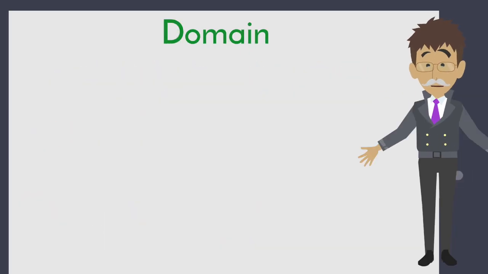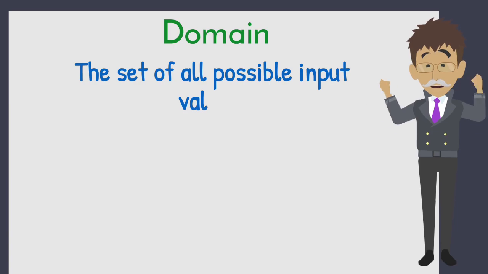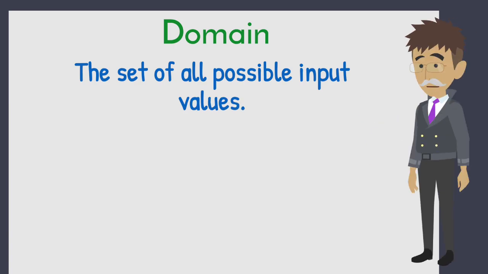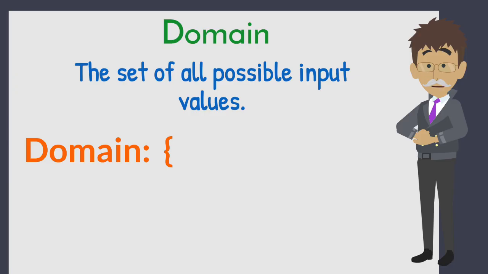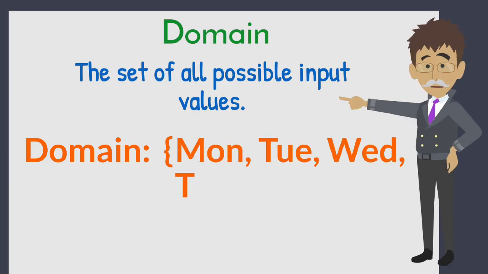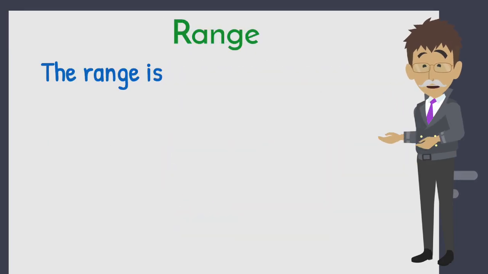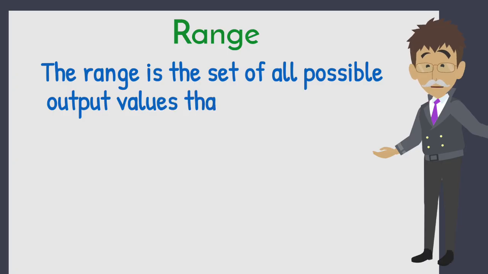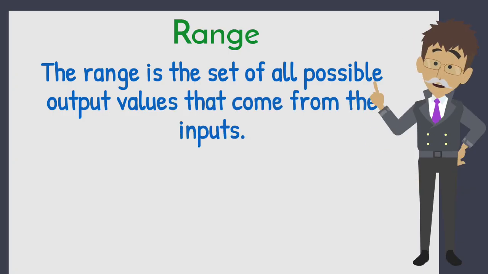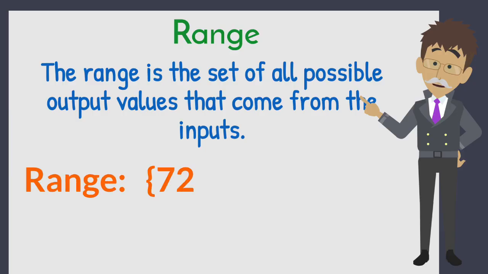Domain. The set of all possible input values. For example, if a function uses the days of the week as inputs, the domain is the set Monday, Tuesday, Wednesday, Thursday, Friday, Saturday, and Sunday. Range. The range is the set of all possible output values that come from the inputs. For example, a function that outputs the temperatures for each day may have a range of the set 72, 75, 78, and 80.